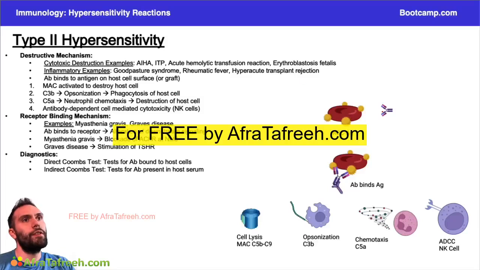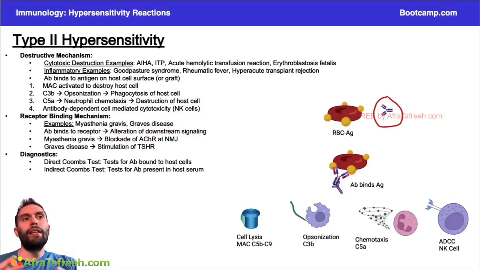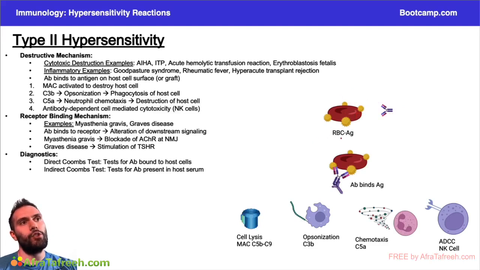Type 2 hypersensitivities, we're talking about basically an antibody in the serum binding to host cells through an antigen that's going to be on our host cell. So just walking through this mechanism, let's say our host cell is our red blood cell, and there's some antigen on the red blood cell.